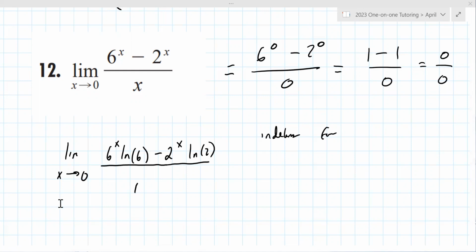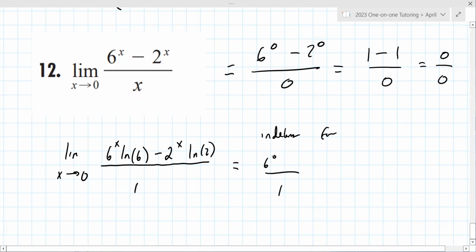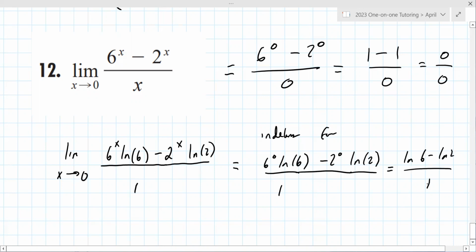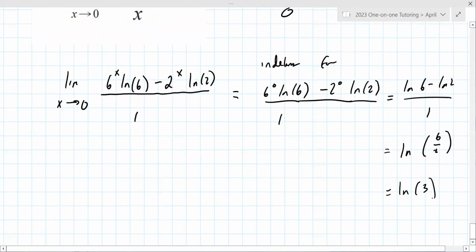This time, when you put 0 in, you end up getting 6 to the 0, which is 1, natural log of 6, minus 2 to the 0, which is 1, natural log of 2, which equals natural log of 6 minus natural log of 2 over 1. This might be another one of those natural log rules where it's 6 over 2, which ends up being the natural log of 3. So again, that's something to pay attention to. You might get the right answer, but it may not be in the form that you expect, and then you're really frustrated.